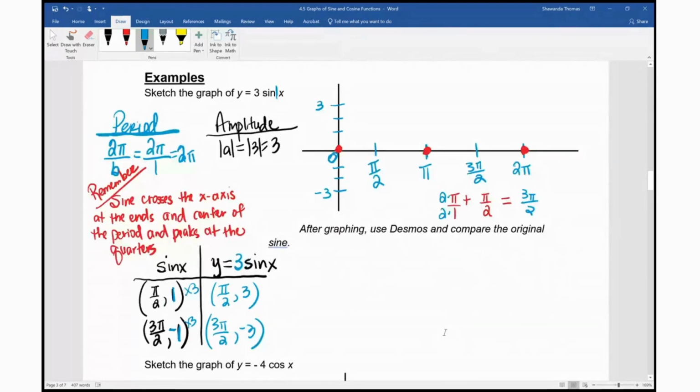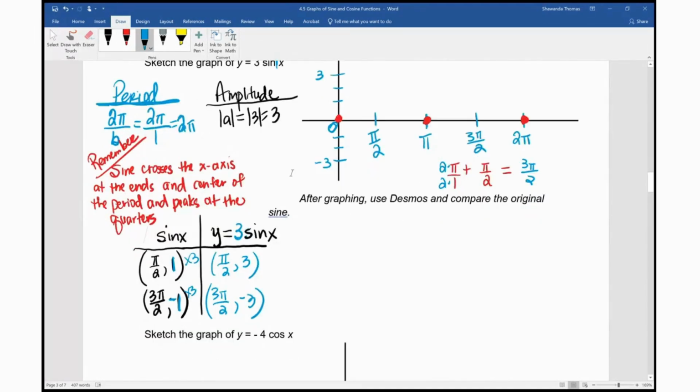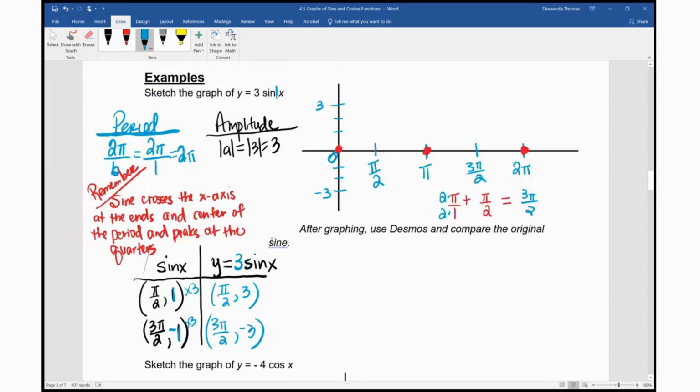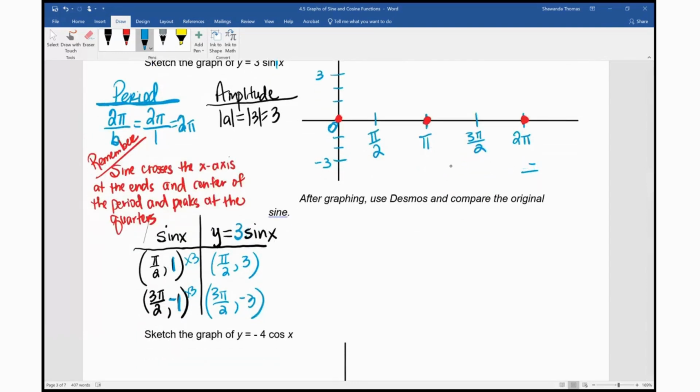All right. But again, it told us that our amplitude is 3. By definition, the amplitude is how high it's going to get above that center line, whatever that center line is. And for us right now, it is the x-axis. So let me erase this. For pi over 2, we're going to apply 3. And for 3 pi over 2, we're going to apply -3.